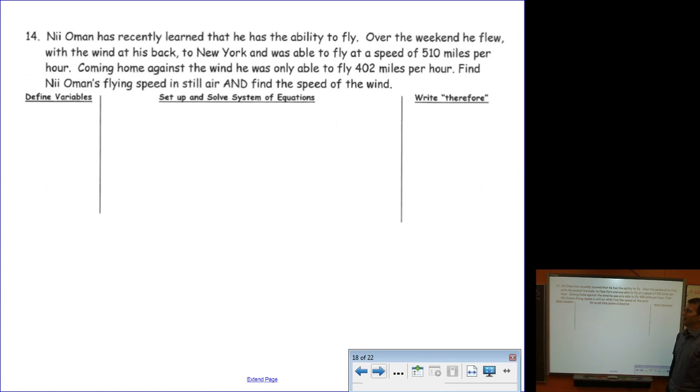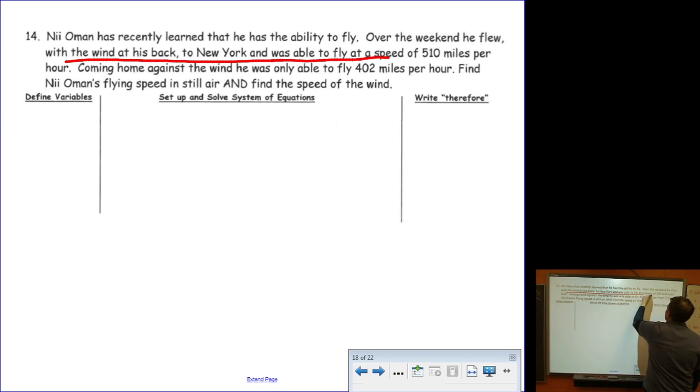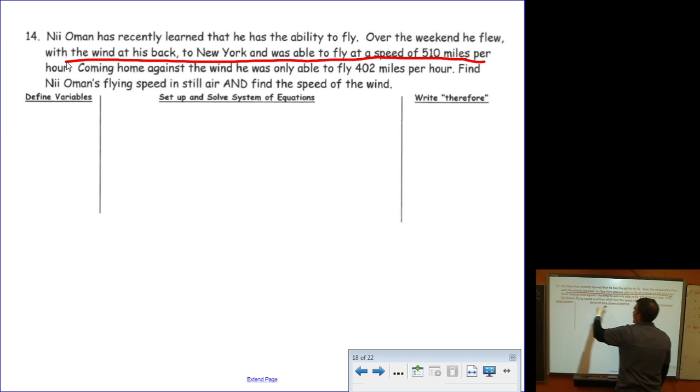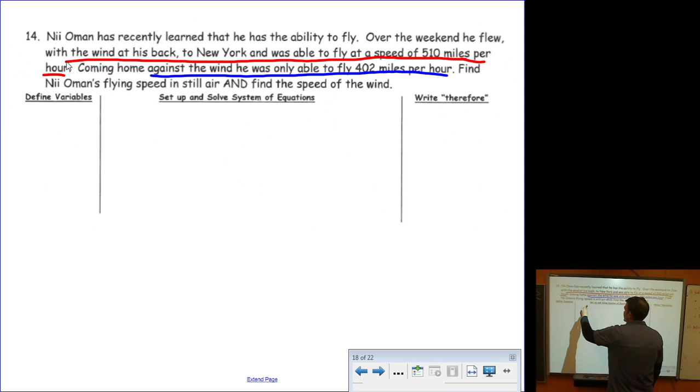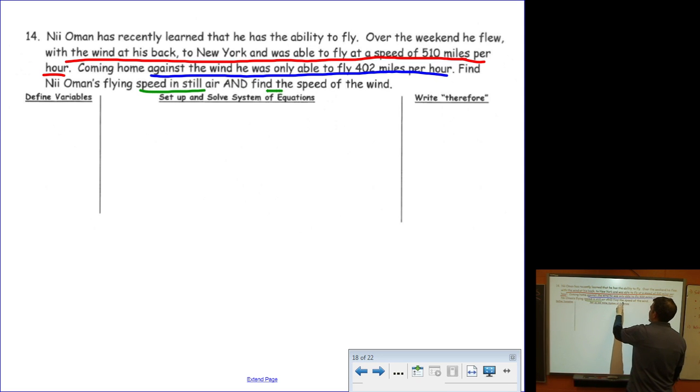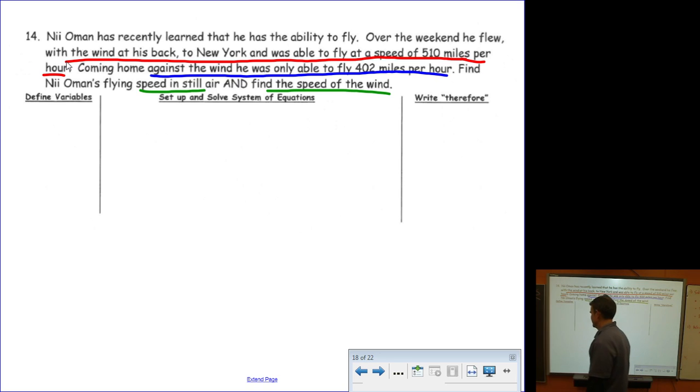All right, we got Neomon. Has recently learned he can fly. I guess we can go ahead and color code this. With the wind at his back, he was able to fly 510 miles per hour. Against the wind, 402 miles per hour. Flying speed in still air and speed of the wind.